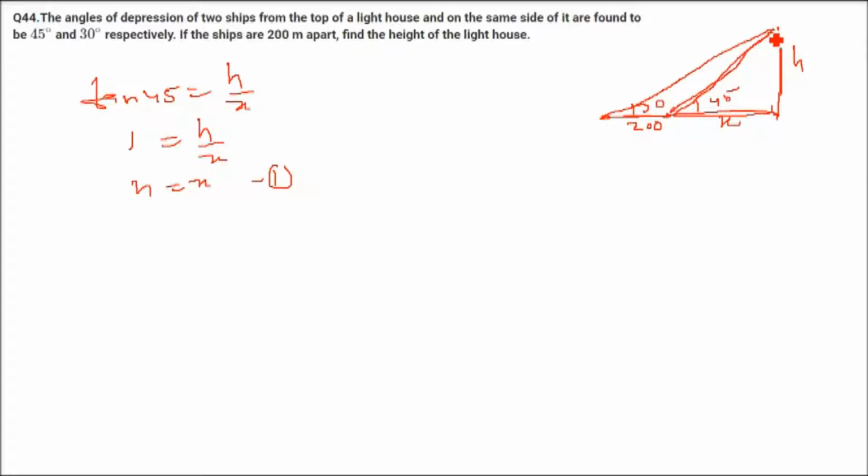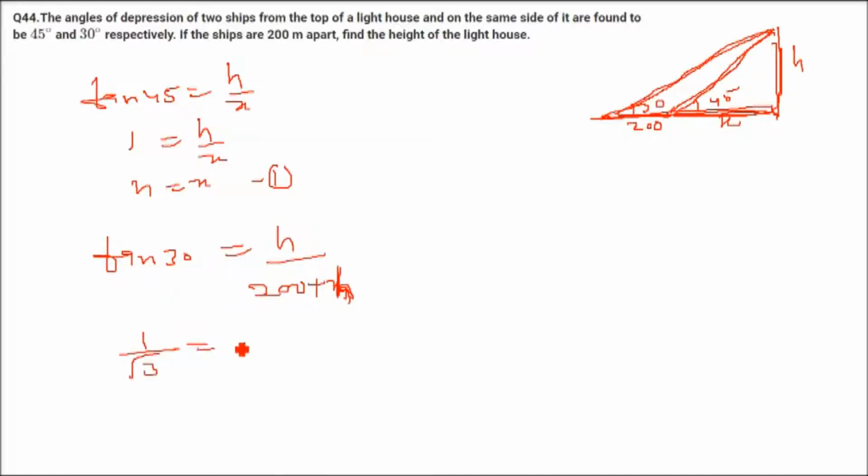Now coming to the second, this one, this will be tan 30 degrees. It will be h by 200 plus x. This whole you have to take. Because h is equal to x and we don't want x, we want h, let me write here h. Tan 30 degrees is 1 by root 3. It is going to be h by 200 plus h.